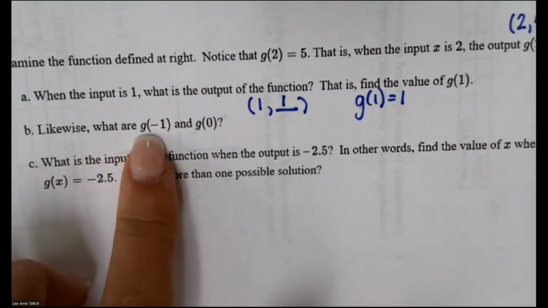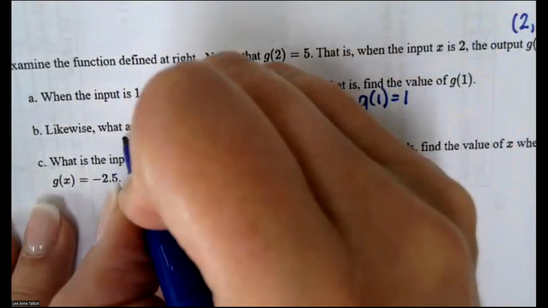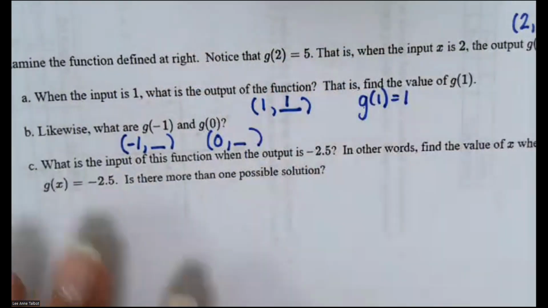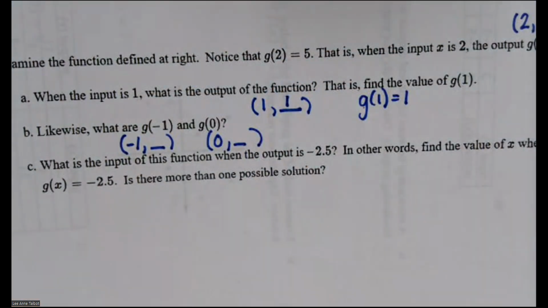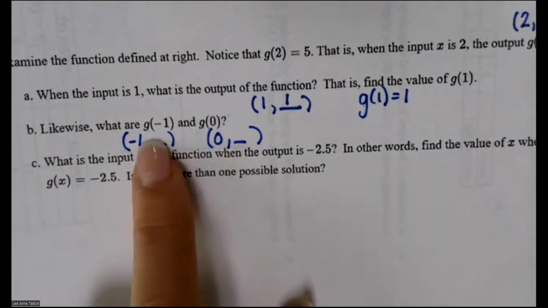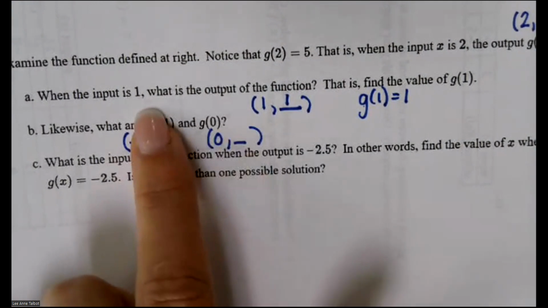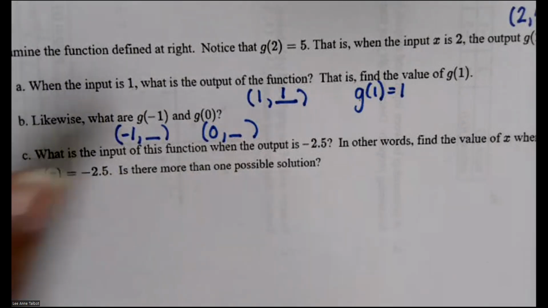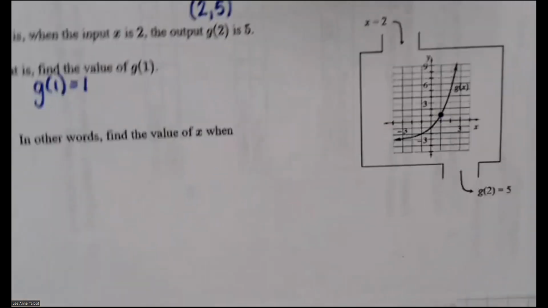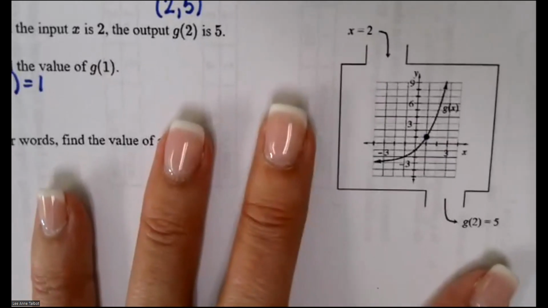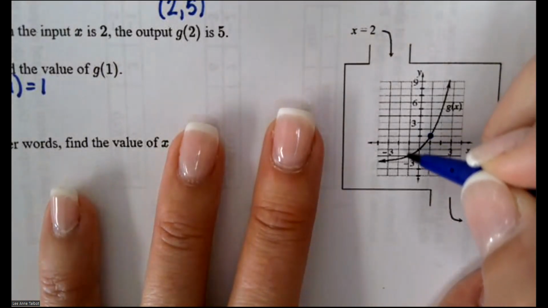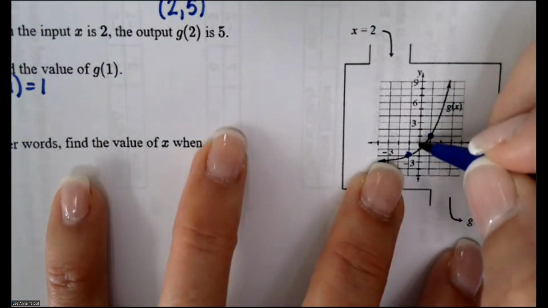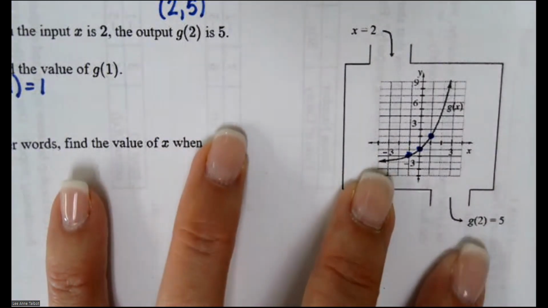Okay, likewise, what are g of -1 and g of 0? So I'm going to write -1 comma something, 0 comma something. Do you see what I'm saying? So I take this and make it into a coordinate, and it's saying -1 is the x, what is the y? 0 is the x, what is the y? Okay, so I scroll over, find the coordinates. All right, here's the origin. -1 is the x. Here is the coordinate. If 0 is the x, here's the coordinate.